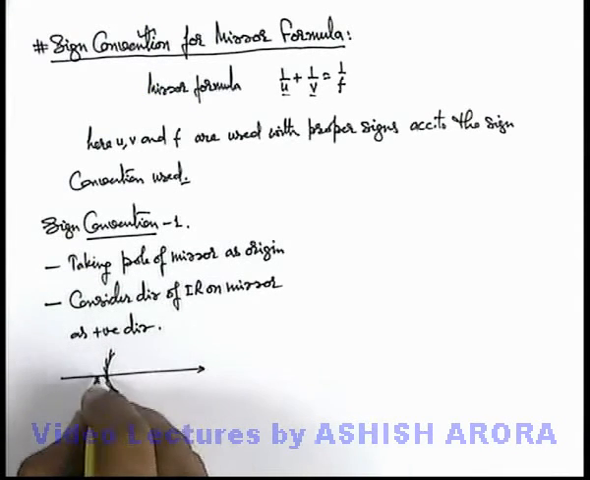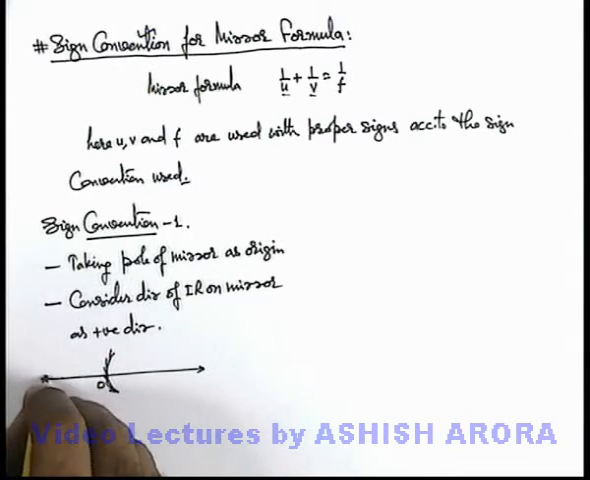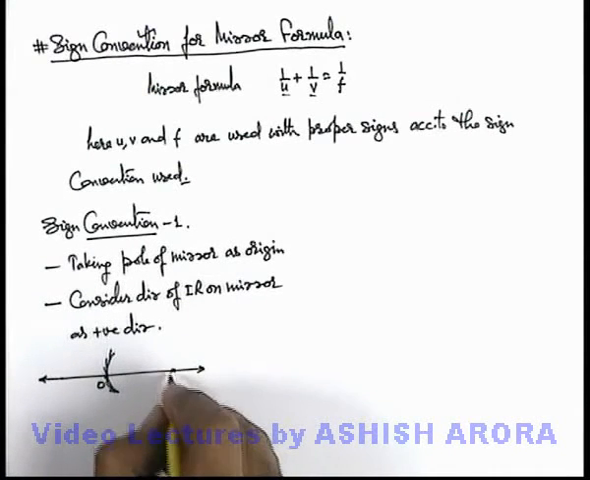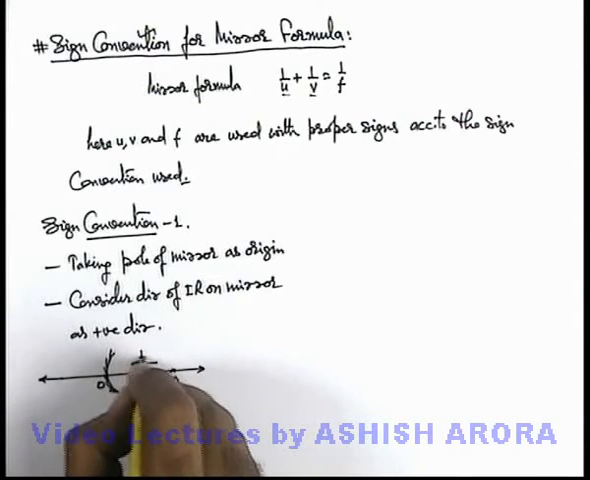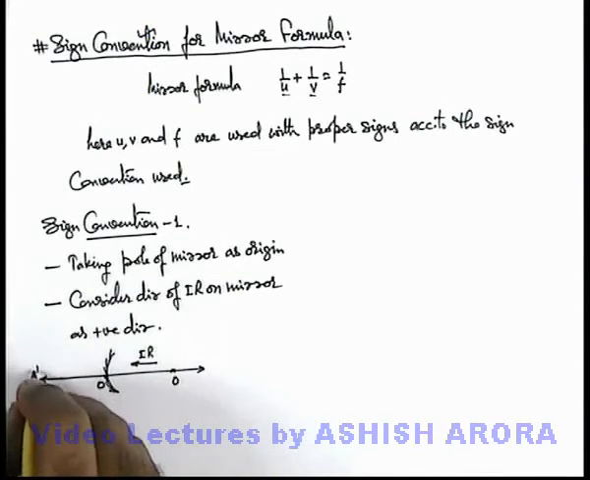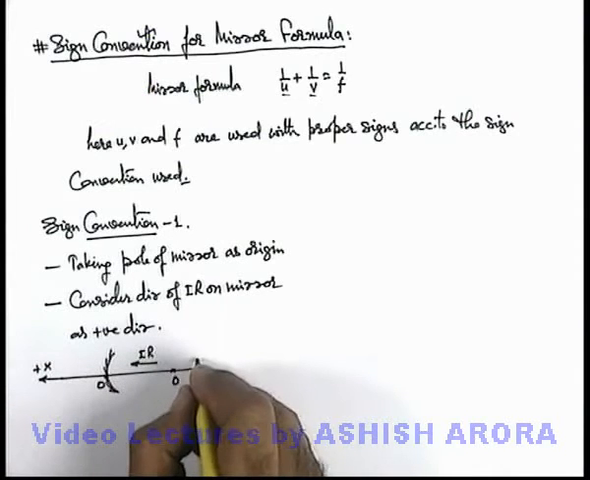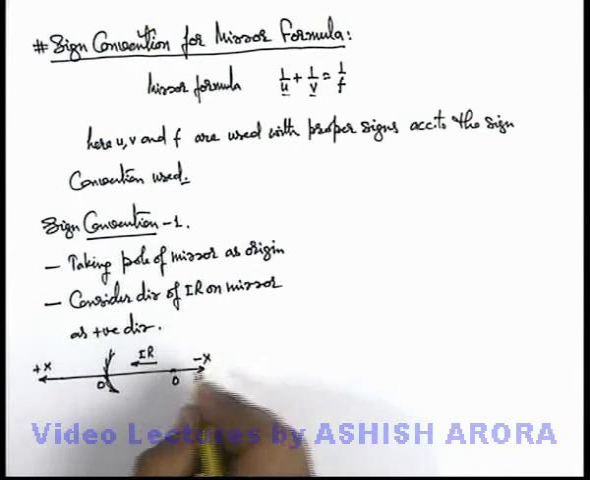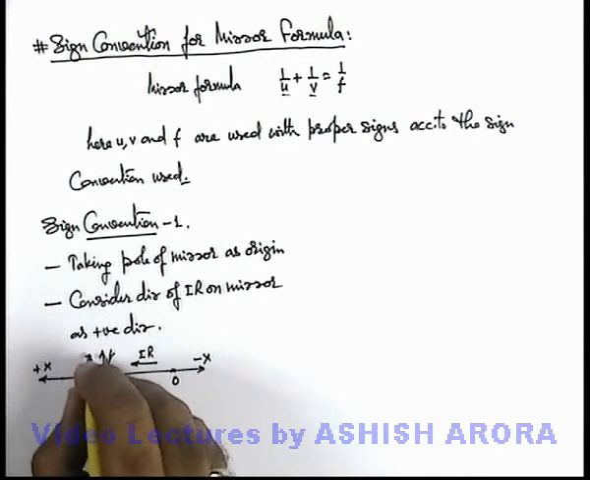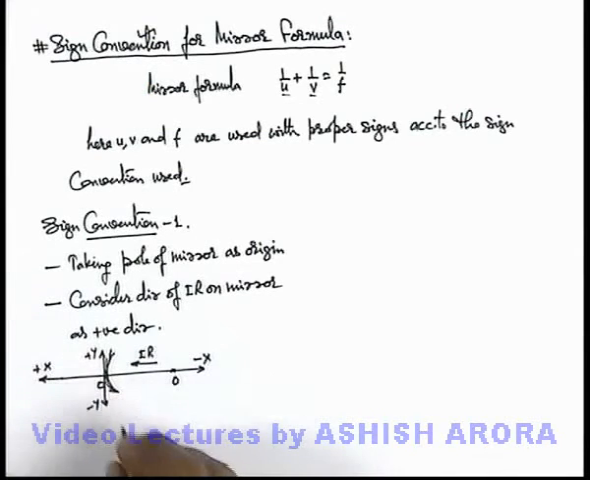Here we consider the pole of the mirror at the origin, and on the two sides there are two axes. If an object is placed here, the incident ray will be moving from right to left. In this situation, this direction we consider as plus x-axis and this as minus x-axis. For the orientation of object and image, we can also consider plus y and minus y axis, but these are rarely used. So this is the way we use the sign convention.